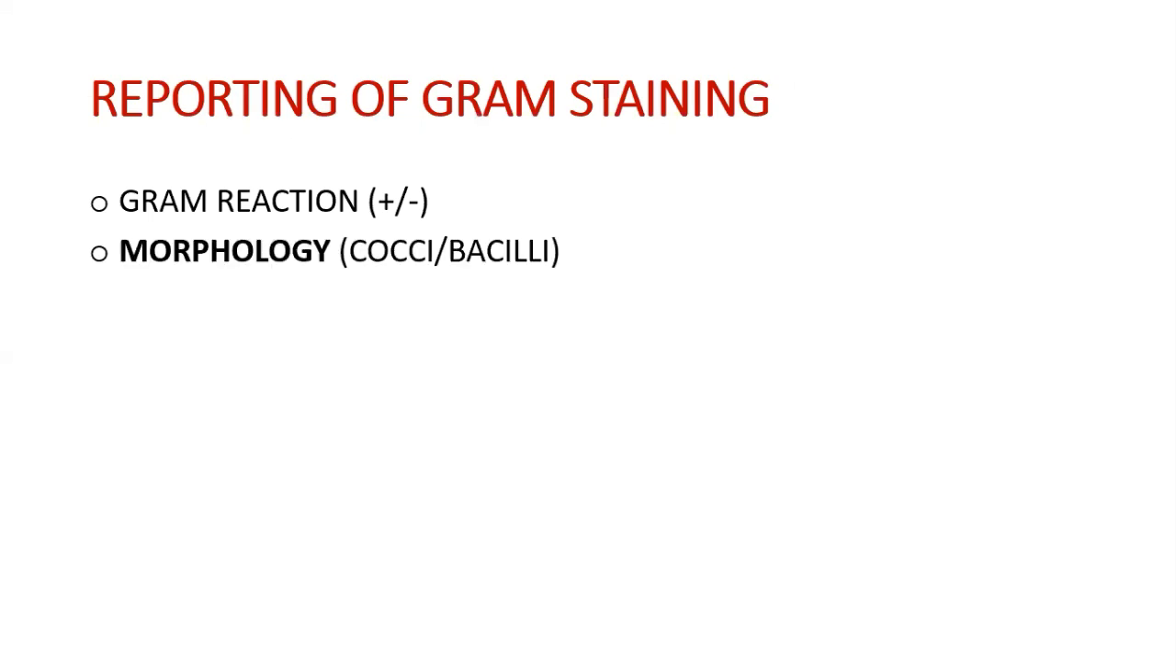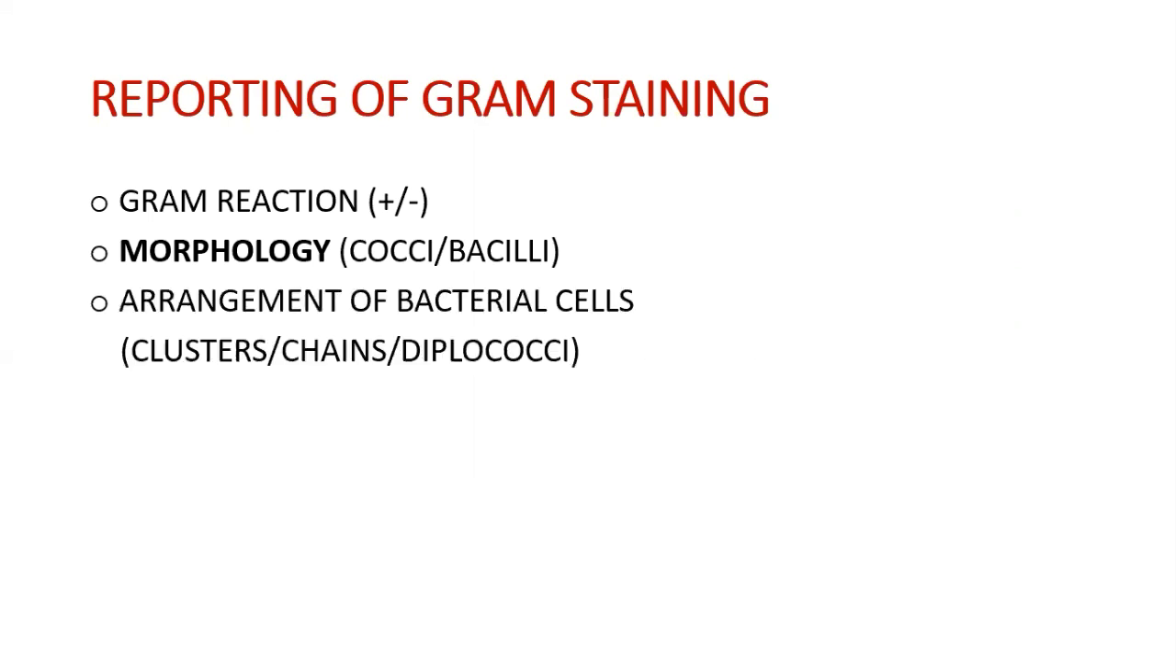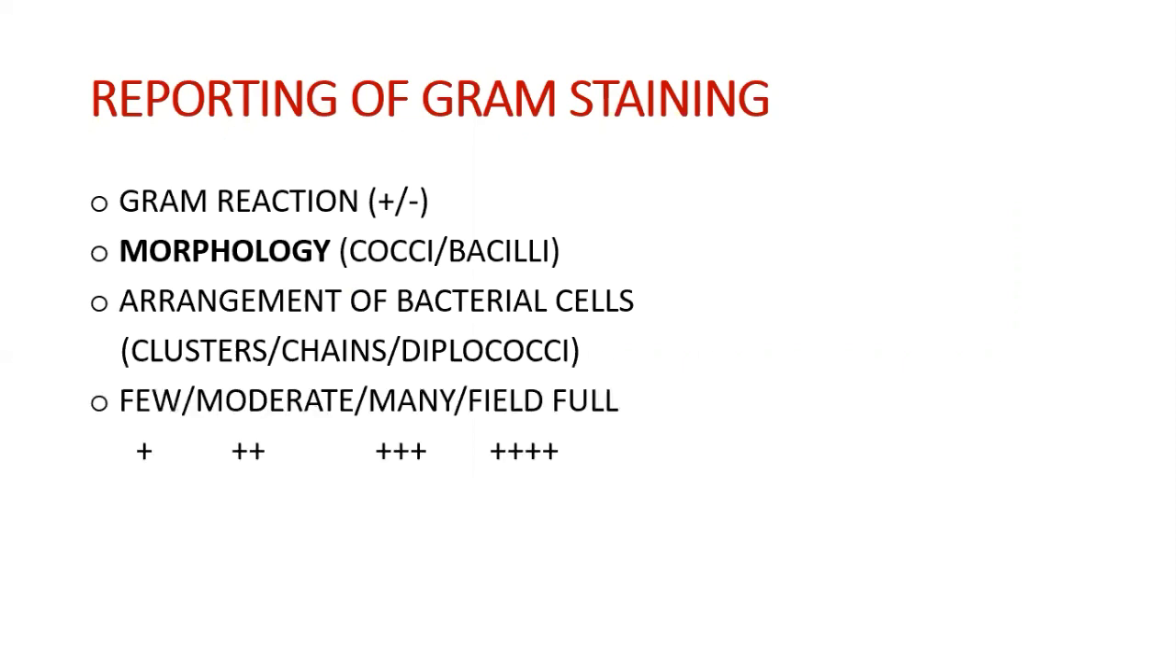You have to report the gram stain results as follows: the gram reaction, that is the gram-positive or gram-negative bacteria, the morphology of the cells, whether they are cocci, bacilli, or some other morphology. Then we talk about the arrangement of bacterial cells such as clusters, chains, or diplococci. Then the number of cells is reported, whether they are few, moderate, and many in numbers. It could also be reported as 1+, 2+, 3+, and 4+.